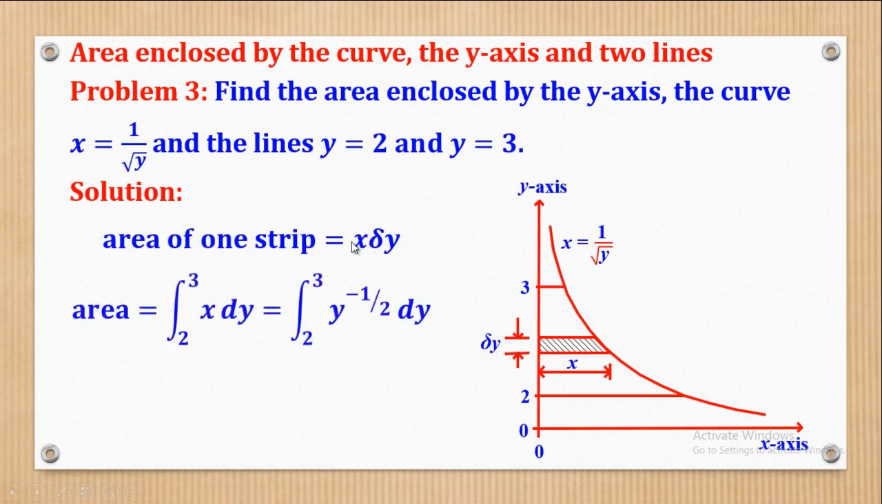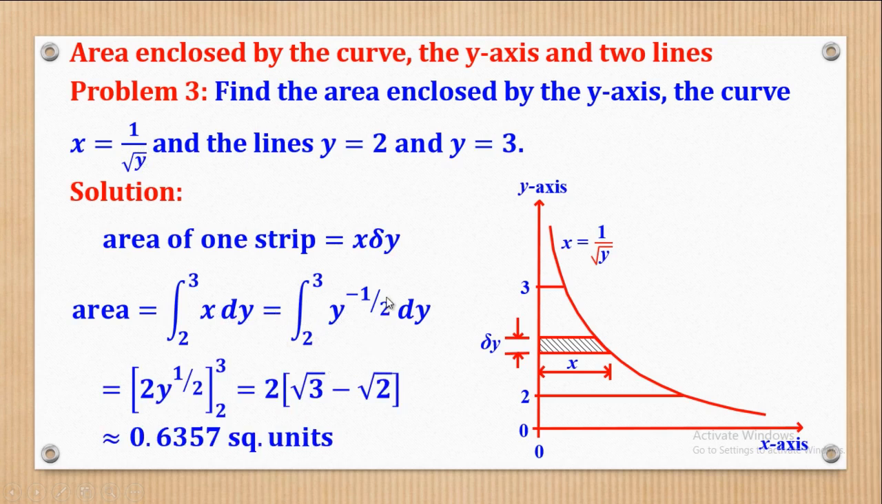And now that we know the area of one strip, we can get the area of the whole shape, which will be equal to the integral from 2 to 3 of x dy. So this small change in y becomes dy. But we know that x is equal to 1 over square root of y, which is the same as y to power negative a half. So where there is x, put there y to power negative a half. And when I integrate, I'll come up with this.